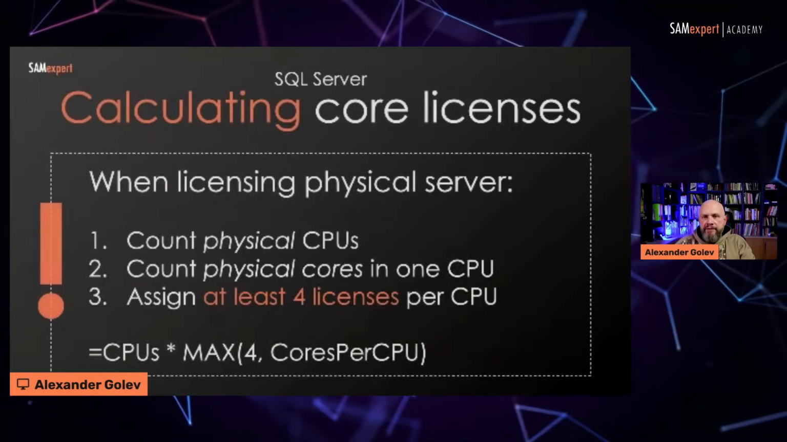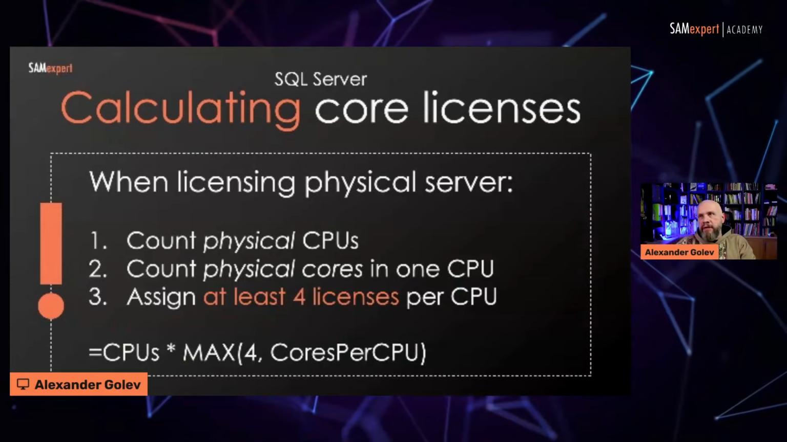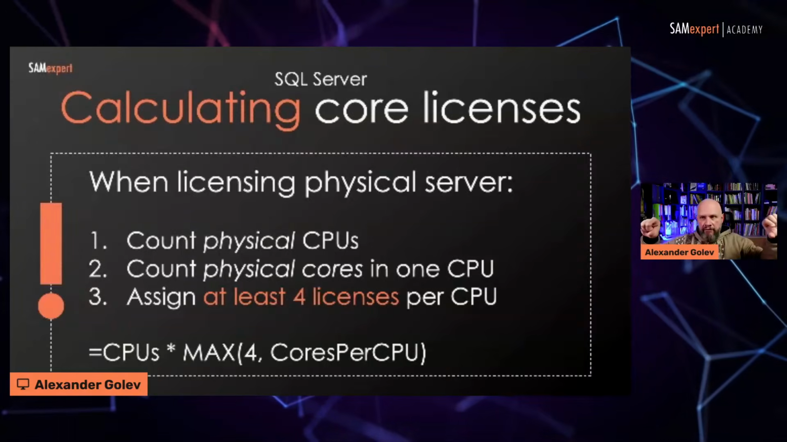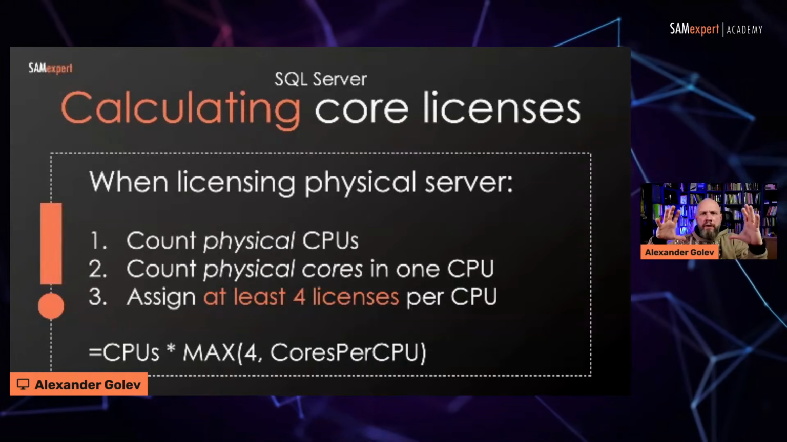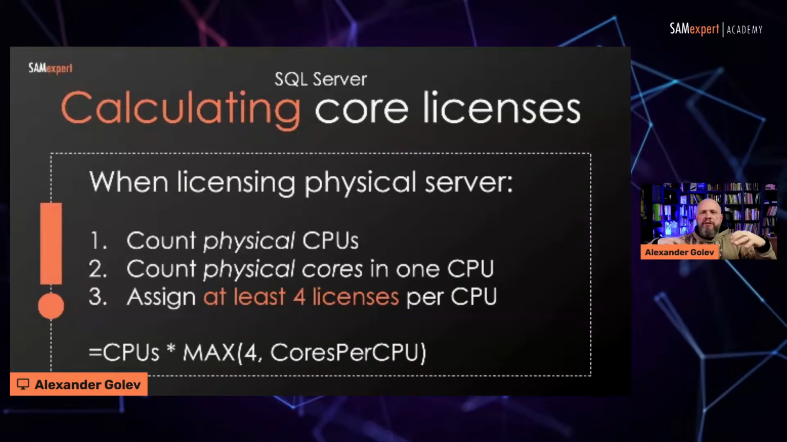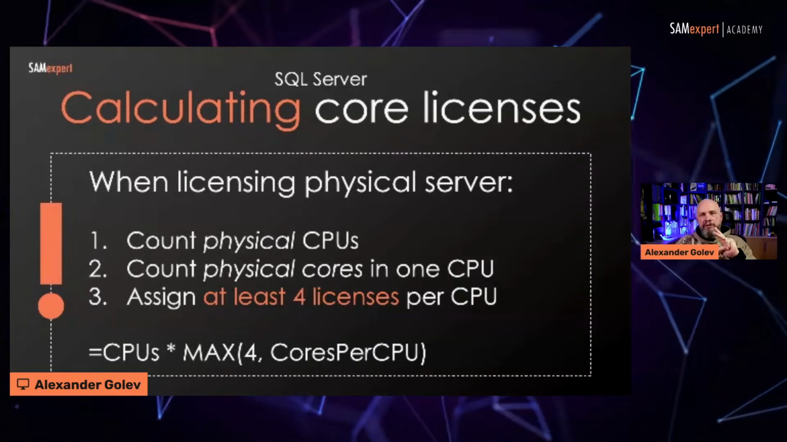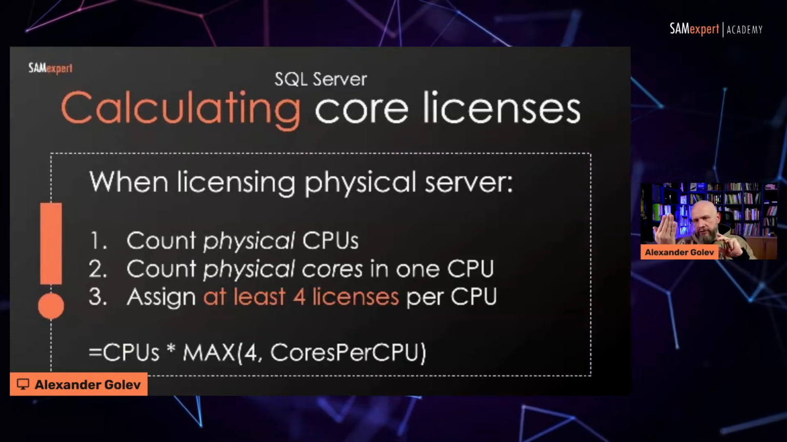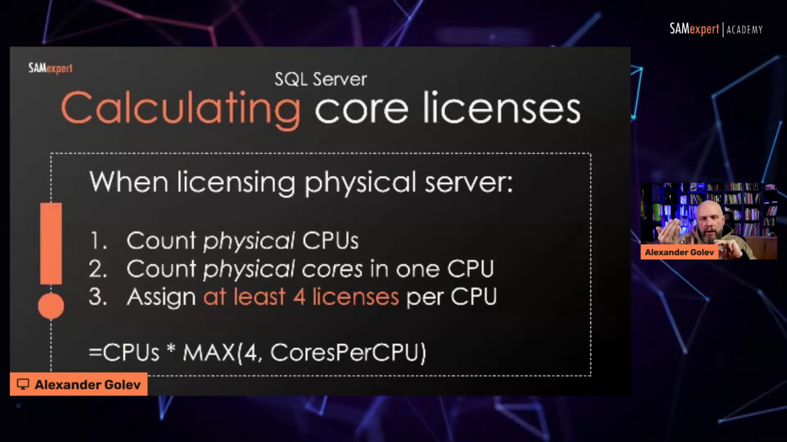How do we calculate licenses? That was, by the way, the most complicated slide in this entire training. The rest is easier. How do you calculate core licenses? When you license physical servers, at the physical level, either a standalone server or a server with SQL Server Enterprise for unlimited virtualization, this is how you calculate it. Step number one, you count all the physical CPUs in the box. Then you look at the characteristics of those CPUs, count physical cores in one CPU, and then you assign at least 4 licenses per CPU.